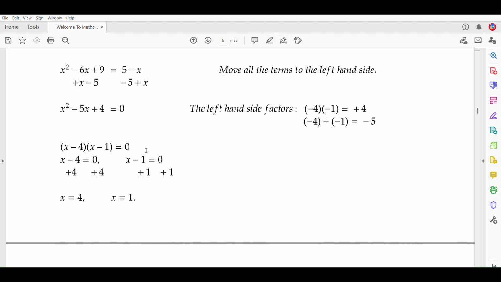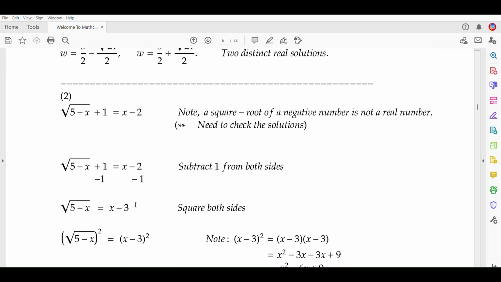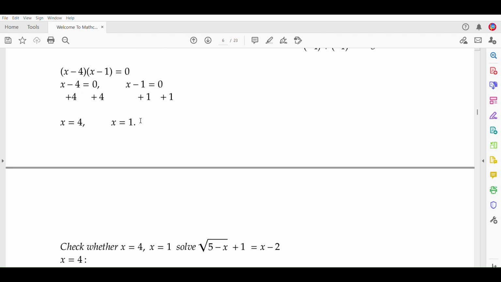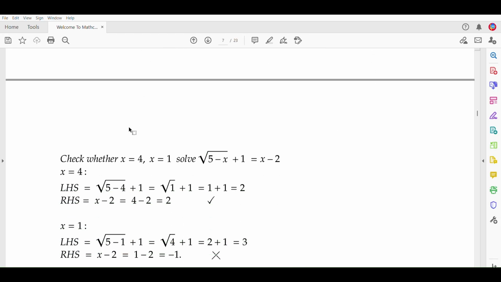Which means once I have that, I have 0 on the right hand side. So set each factor to 0. Adding 4 gets me x equals 4. Adding 1 gets me x equals 1. Now at this point, remember we started off with a radical equation. Always check the solutions. So 4 and 1, we want to check whether they solve this equation.